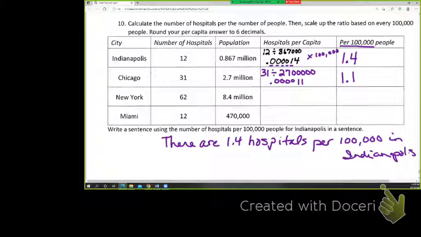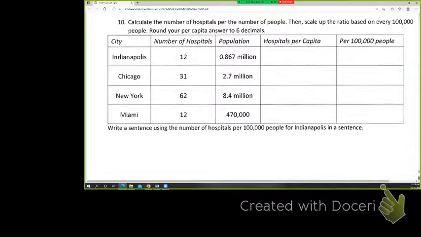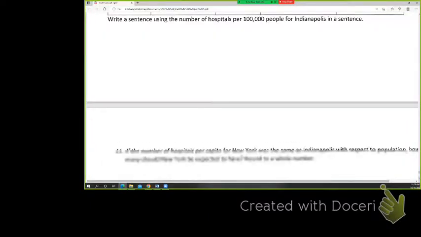Ask about the hospitals on the next page, because the next two work the same. So I'm going to look at the next page. You're going to need information from that page, so just be prepared. From Indianapolis, right here on the next one.